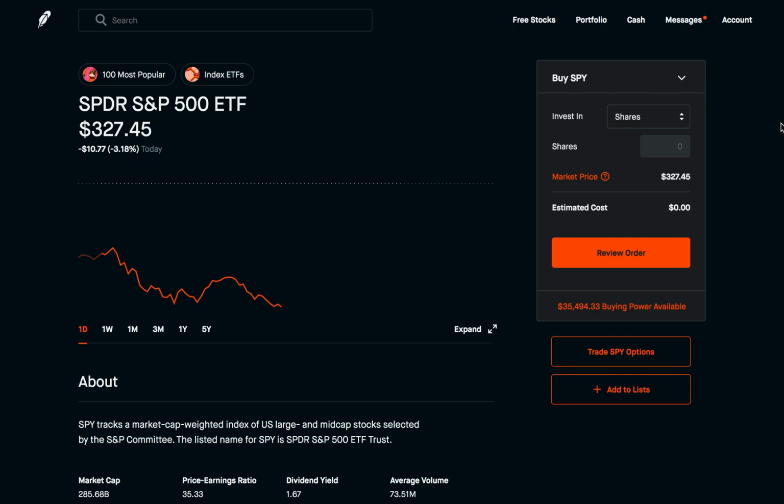It is October 28th, and the stock market is down quite a bit today. Hopefully, some of you guys have seen some great gains today, but as always, let me know in the comment section below how you guys are doing today. As you can see, SPY right now is at around $327.40, down $10.80 today, or about 3.18%. So very, very red day in the stock market today.